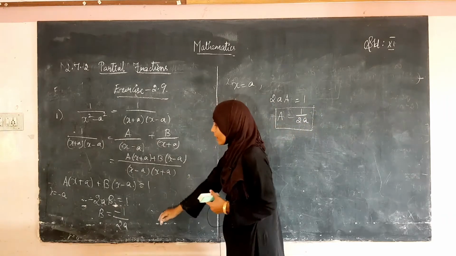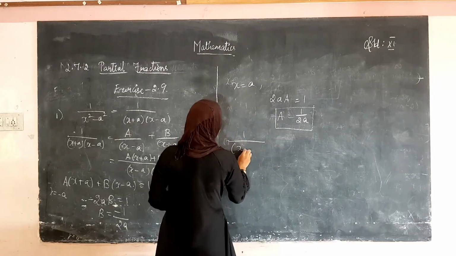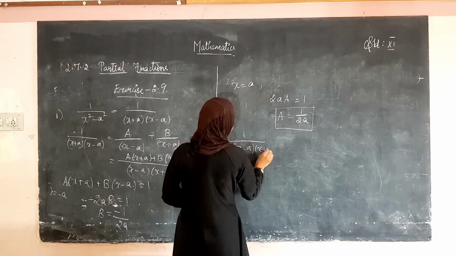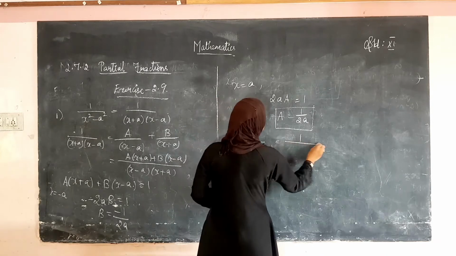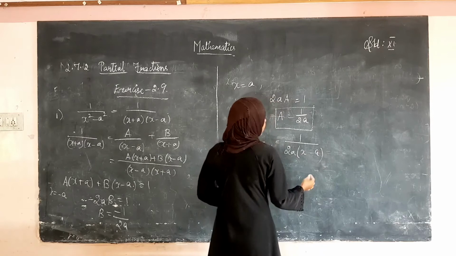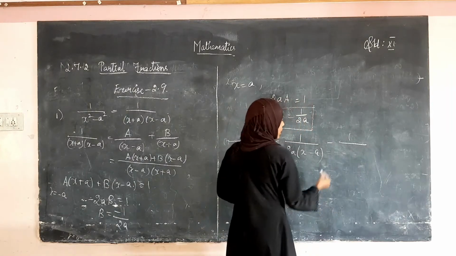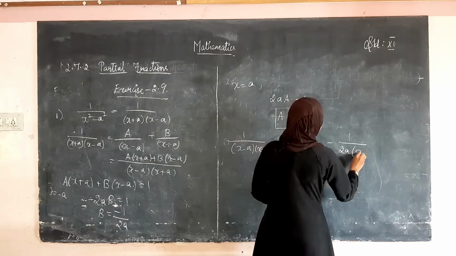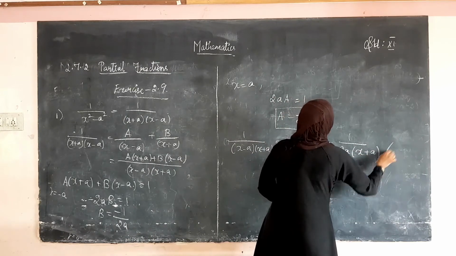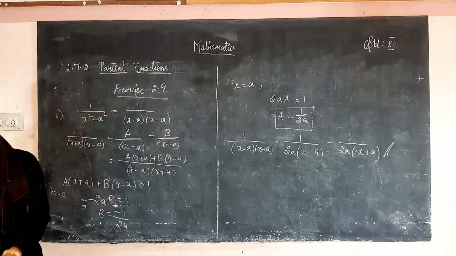Now shall we substitute the values of A and B in the partial fractions? 1 divided by x minus a into x plus a is equal to 1 divided by 2a into x minus a, and the value of B is minus 1 divided by 2a, therefore minus 1 divided by 2a into x plus a. This is the solution. Okay, now let us see the next sum.